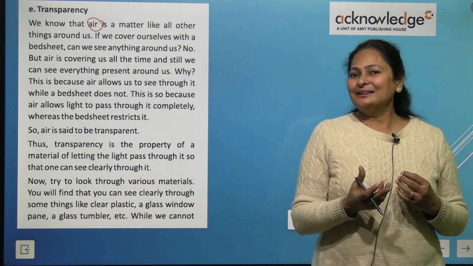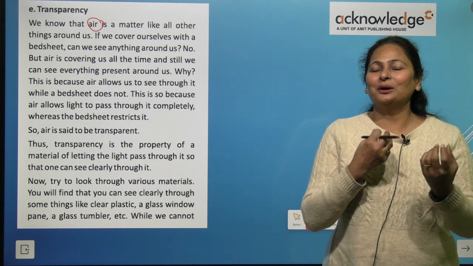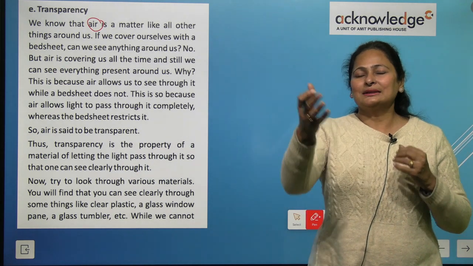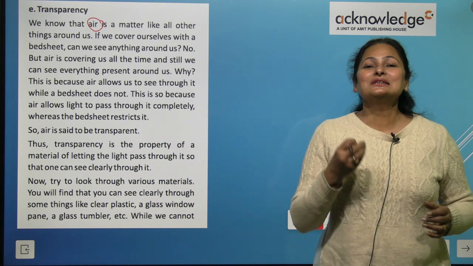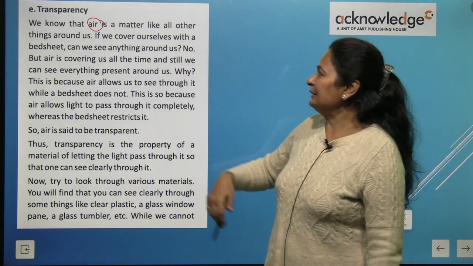But some materials allow you to see a little bit or see through them, right? But not completely. You know what is there, but you cannot see it completely. So these are called translucent objects. Let's see what it says.